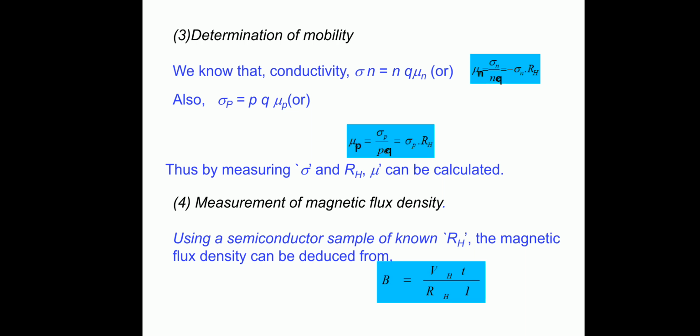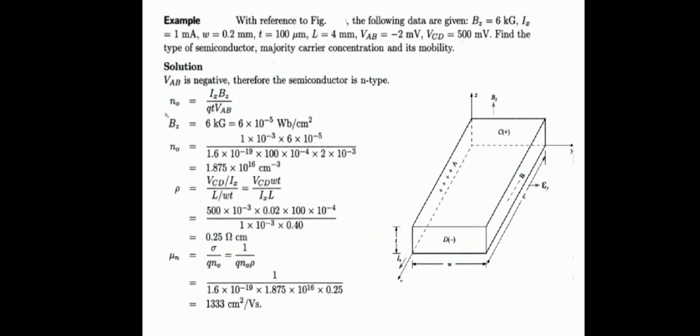And the next application is we can easily measure the magnetic flux density. So if we know the R_H value, that means the Hall coefficient value, then we can easily find the magnetic flux density. B is equal to V_H t by R_H I, where V_H is the Hall voltage and I is the current, t is the thickness, and R_H is the Hall coefficient. So these are the different applications for Hall effect. So in the next class we can see one example related to this Hall effect.